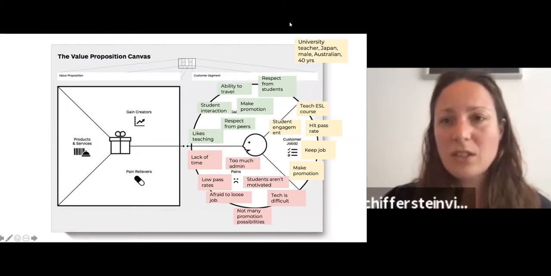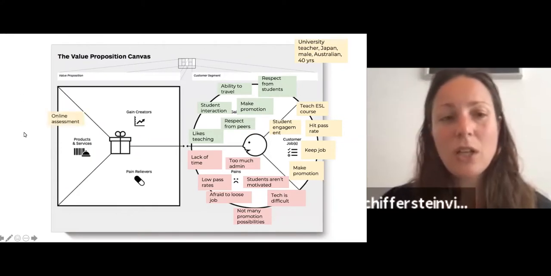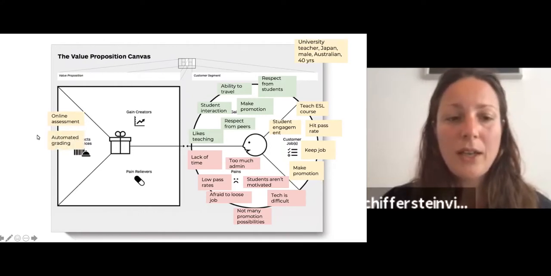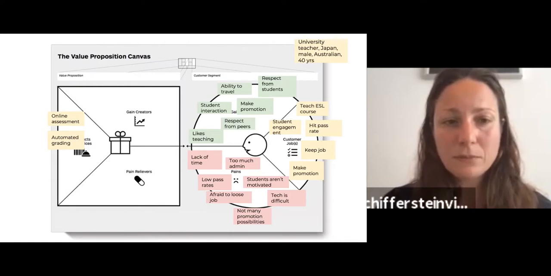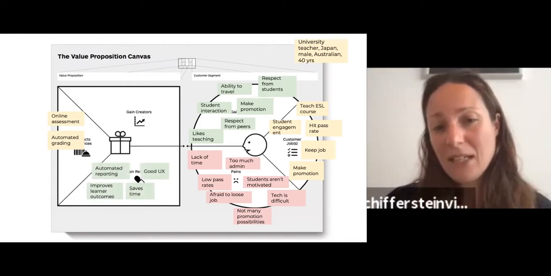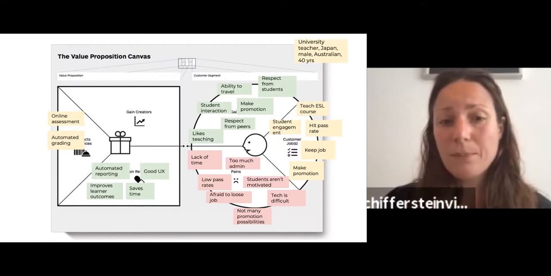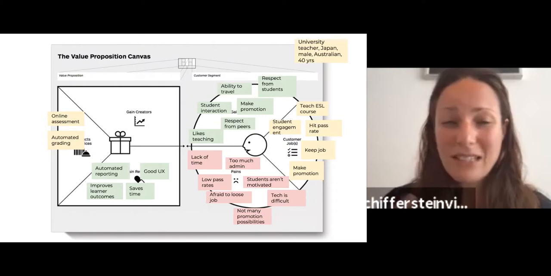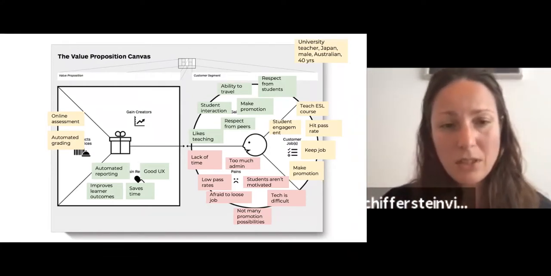Now, what does that mean for My English Lab? As I said, it's an online assessment tool, and one of the big benefits of it is automated grading. And how does this product relieve the pains from this university teacher? Well, it's automated reporting, so that saves him time. It offers a good user experience, so he doesn't have the feeling that he's really dealing with technology, and makes it easier for him.